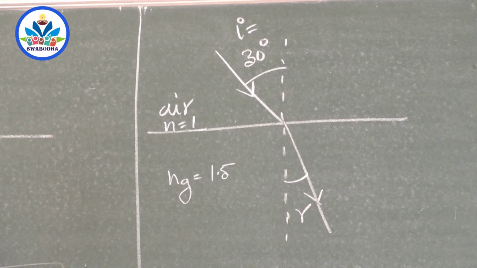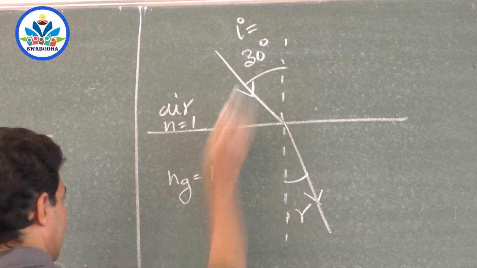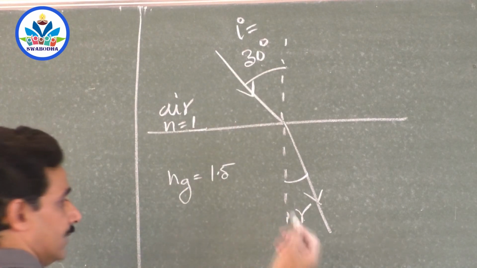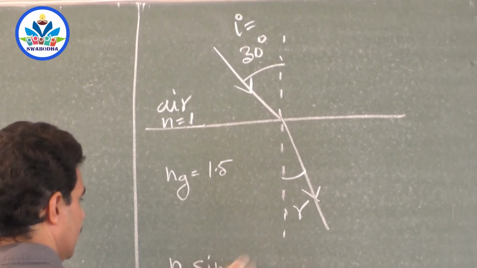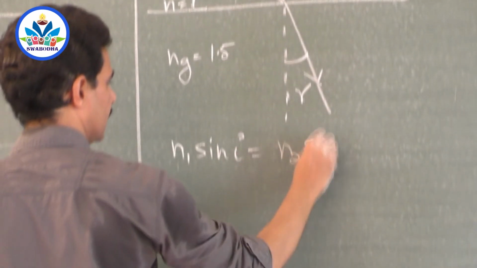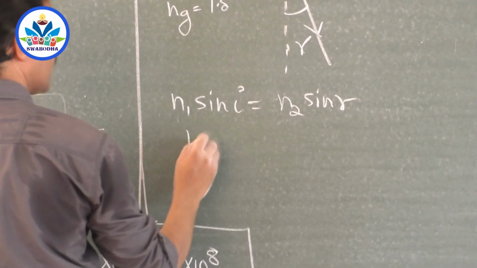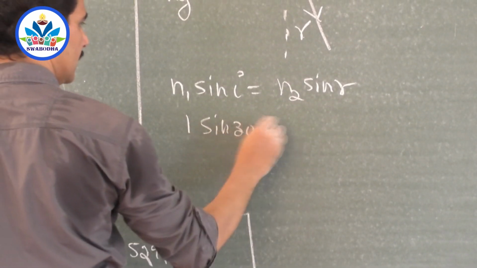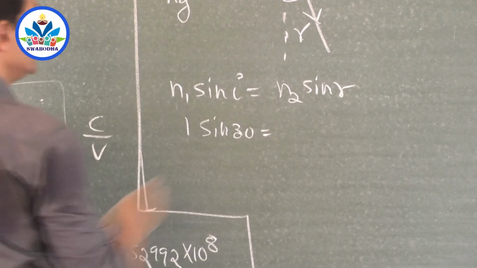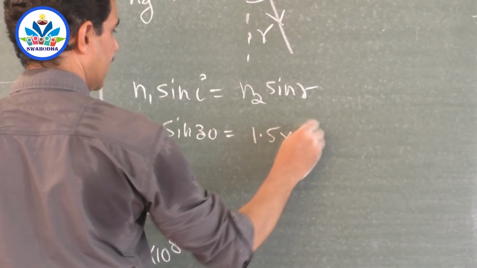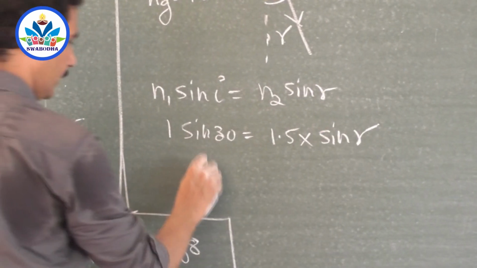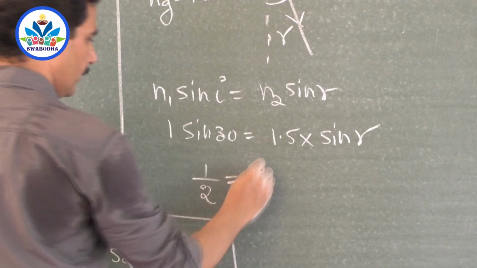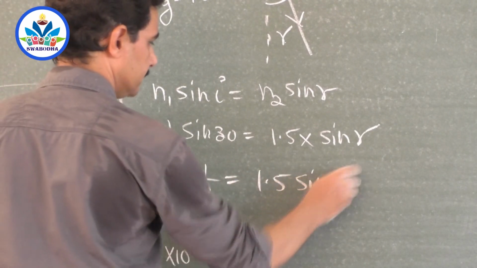You apply that cross multiplied general law. Refractive index into sine of the angle. So I will write n1 sin i is equal to n2 sin r. What is n1? 1. Sin i, sin 30, is equal to n2, which is 1.5, into sin r. Sin 30 degrees is half, 1 by 2, is equal to 1.5 sin r.